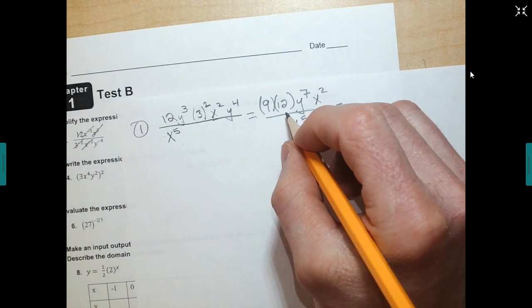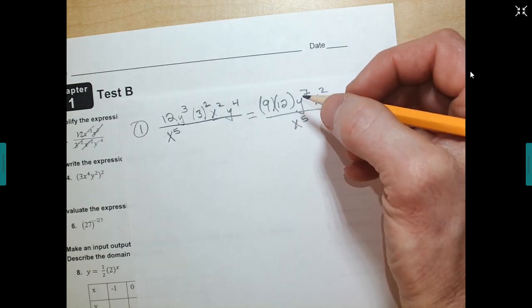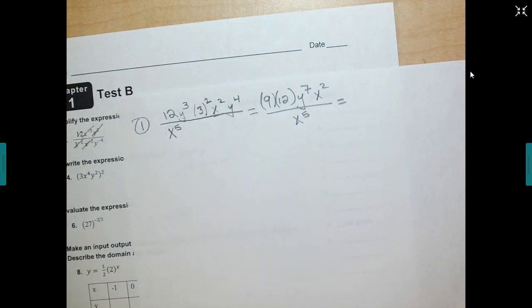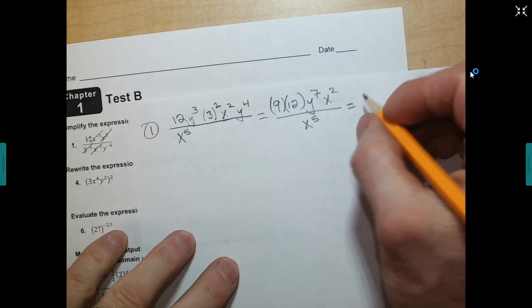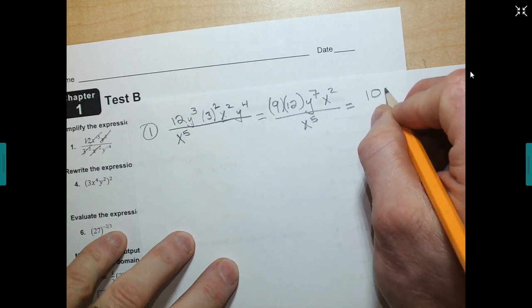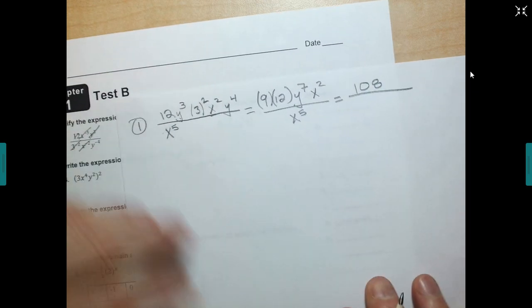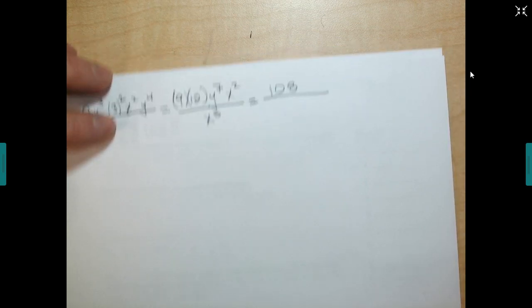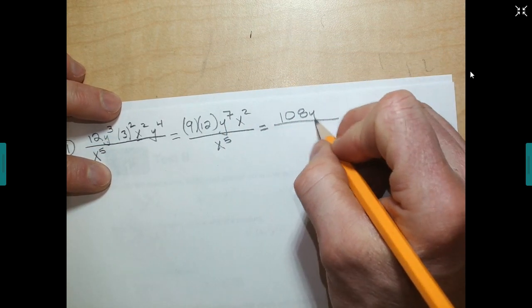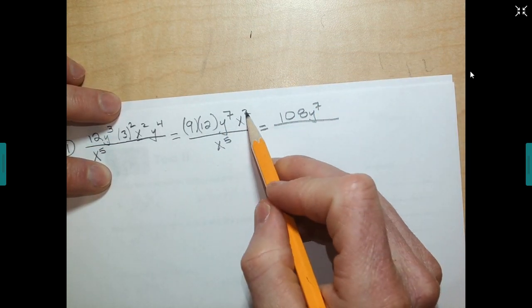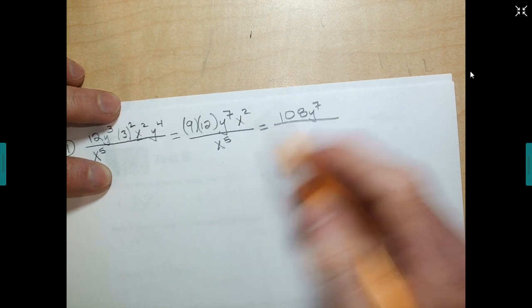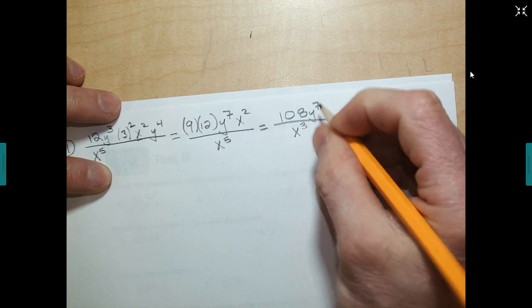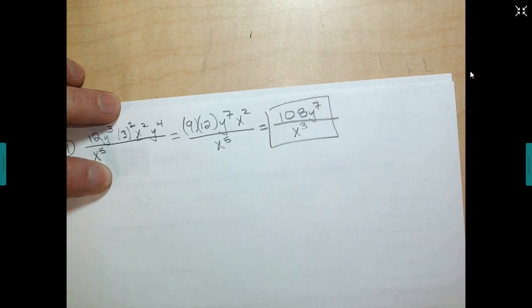Simplify. So 9 times 12, 120 minus 12, right? So I have 108 on the top. And then 7 y's on the top. And then I have 2 x's on the top and 5 on the bottom. So 2 minus 5, so I'm left with 3 on the bottom. There's my answer.